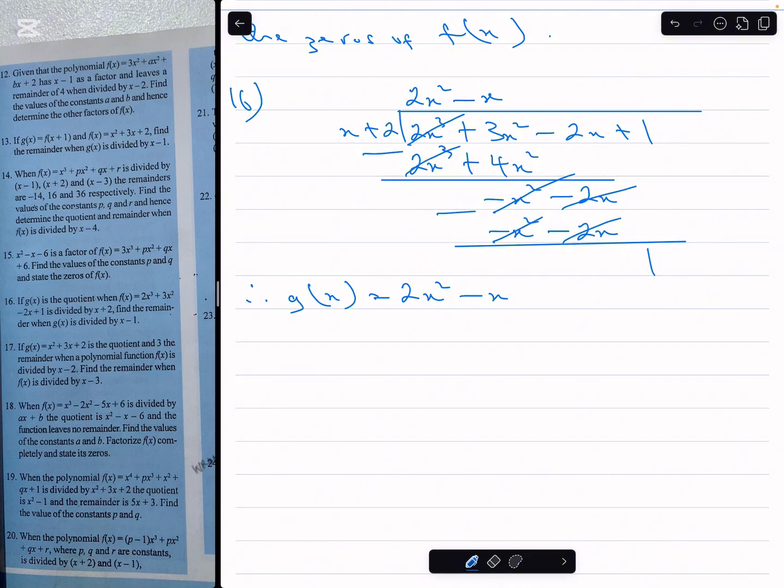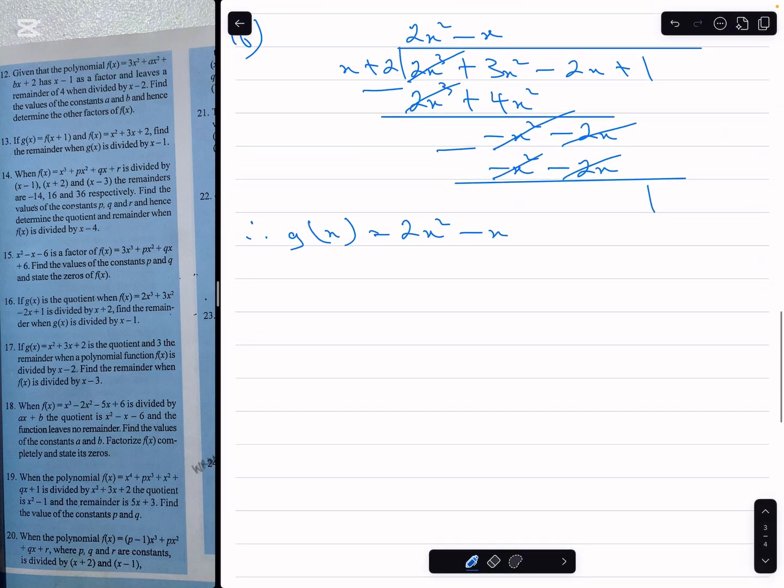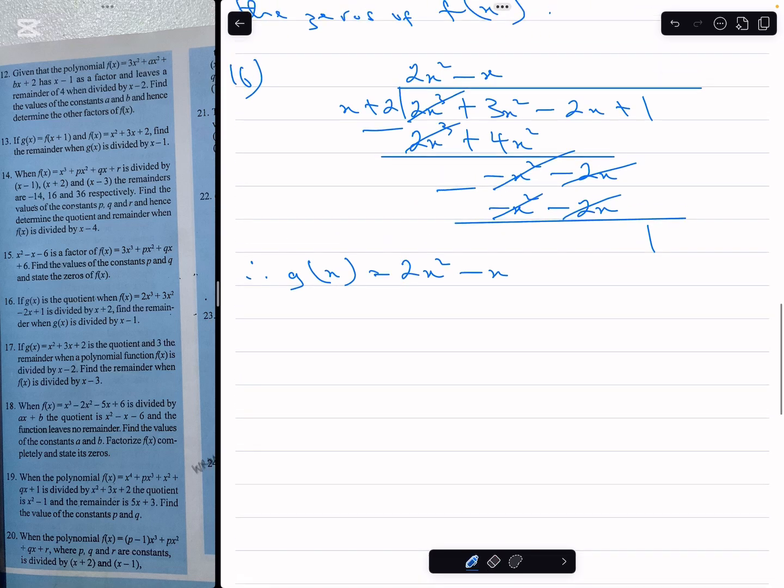If g of x is the quotient when f of x, which is equal to 2x cubed plus 3x squared minus 2x plus 1, is divided by x plus 2, find the remainder when g of x is divided by x minus 1. Now I know what g of x is. What's the remainder when g of x itself is divided by x minus 1? So now when g of x is divided by x minus 1, the remainder is g of 1.